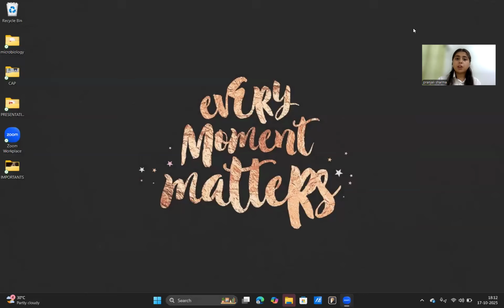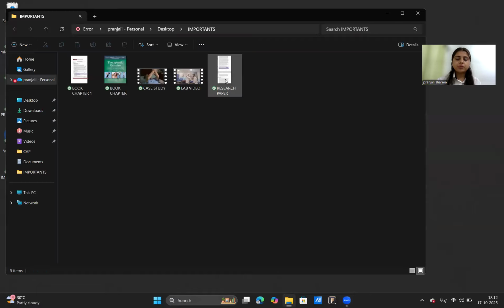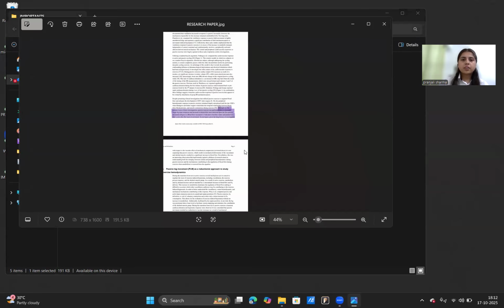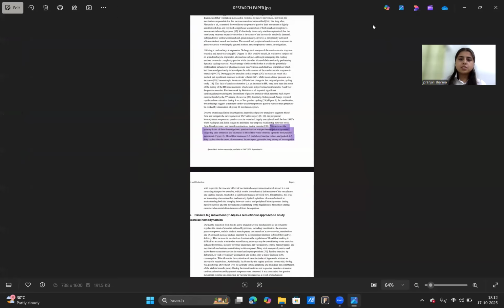Now I would like to show you a research paper I have found where it explains clearly how passive movement helps in blood flow. So I would like to show it here. So let me zoom in for you all. It'll be easier for you to see.